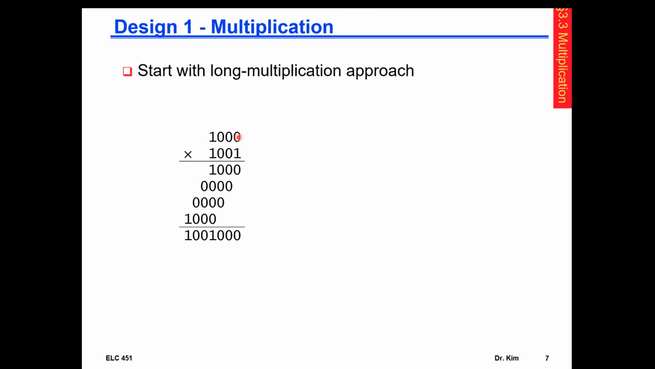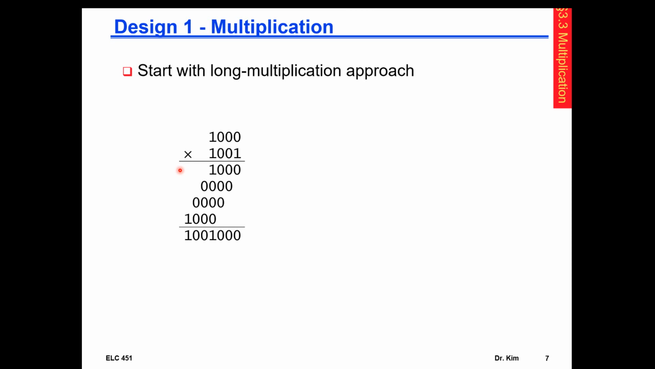So 1000 times 1, I get 1000. 1000 times 0, I get 0000. Again, 1000 times 0 gives me 0, and 1000 times 1, I get 1000. And then I add those numbers, and this is my result. These numbers here are what is called partial products.